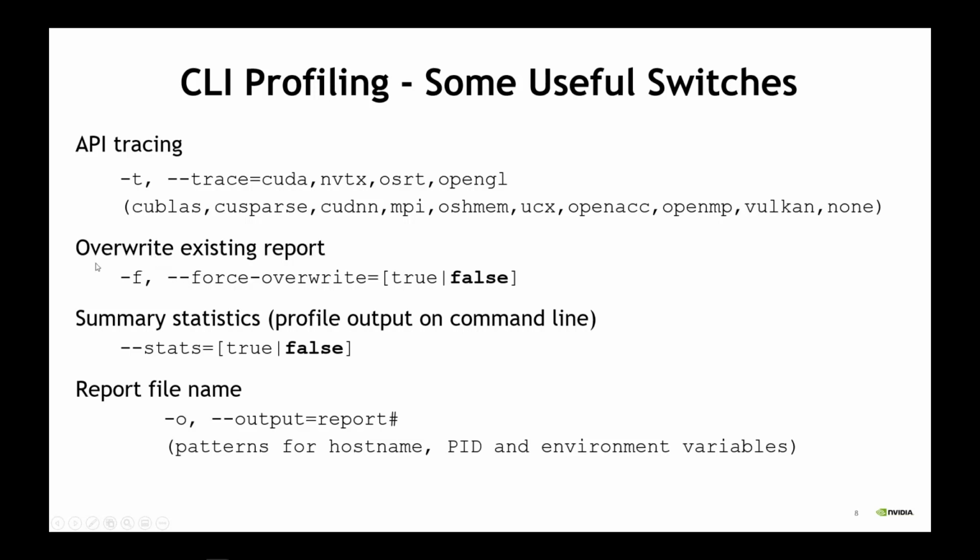Something which is important if you're redoing experiments multiple times and you want to override a report and then visualize it again is --force-overwrite. The default here is false. If you want to override, set it to true. I'm using this pretty often. If you want to directly get summary statistics in a flat profile on the console after your profiling run, use --stats and set it to true. Then you get output similar to what you might already know from nvprof.